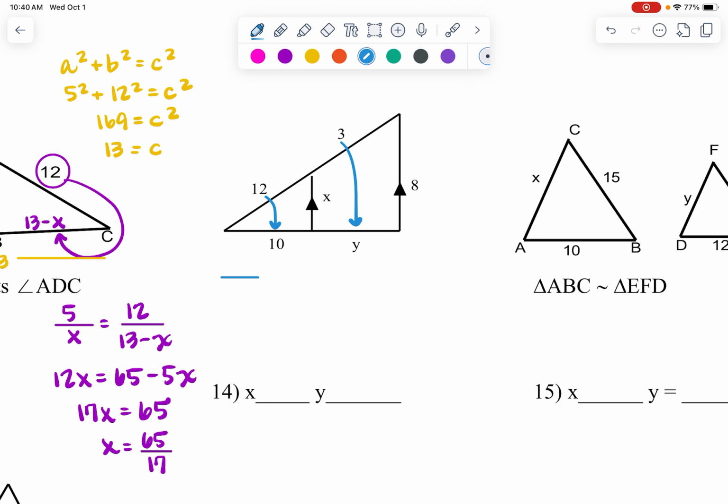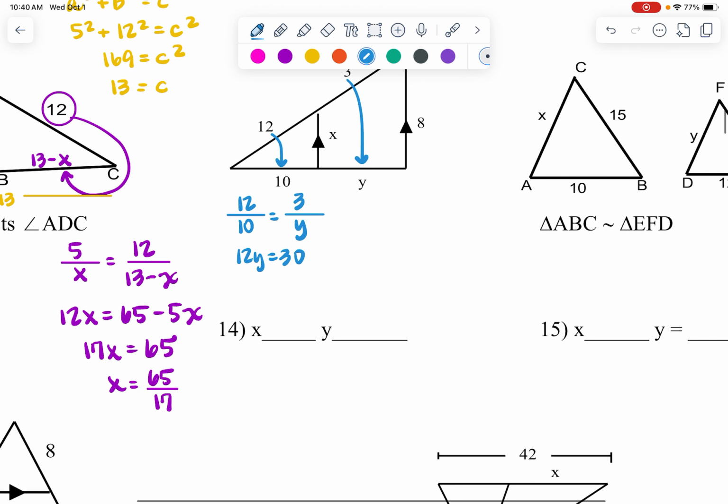So I'm going to go ahead and just do it the way I had it initially, and just go top to bottom, top to bottom. So 12 is to 10 as 3 is to y, right? So 12y equals 30. And when I divide 30 by 12, I do get an exact decimal. I'm just going to write that down. I get 2.5. If you want to write your answer as 5 halves, then you are more than welcome to do that.